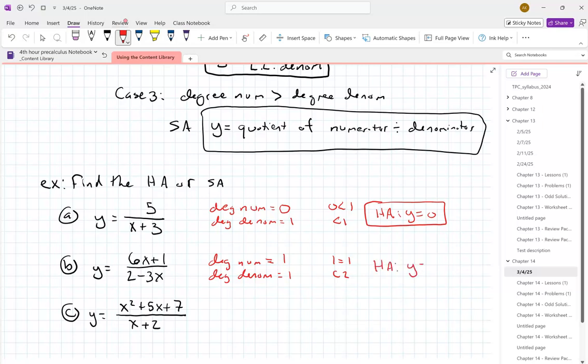So we have a horizontal asymptote, and it's going to be the leading coefficient of the numerator over the leading coefficient of the denominator. So don't forget to take the negative sign with the 3 there, right? That's really a negative 3. So our horizontal asymptote would be at y equals negative 2. So far, so good.